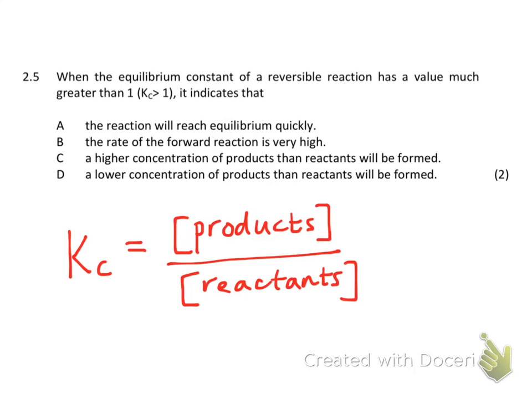So let's look at the options. C gives us that option, high concentration of products, giving us a Kc greater than 1. A is not correct. Kc doesn't tell us about how quickly equilibrium is reached. B, again, Kc doesn't say anything about rate, and D is obviously the opposite of C, so it can't be that. C is the correct answer.